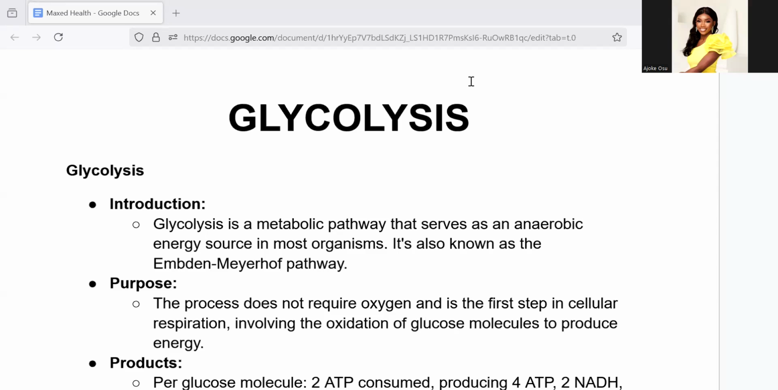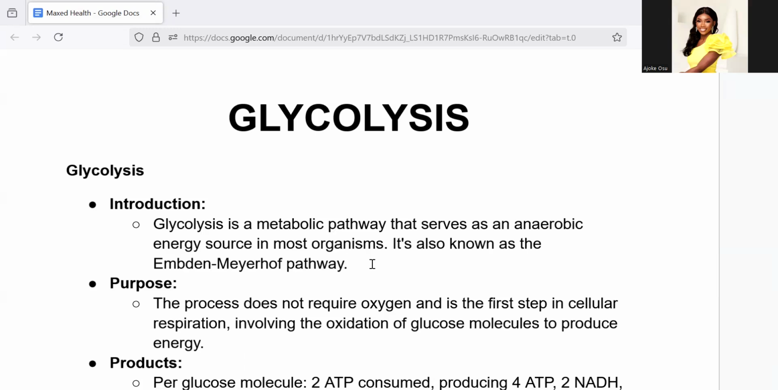So what is glycolysis? It's actually a metabolic pathway and an anaerobic energy source that has evolved in nearly all types of organisms. And we actually have another name for the process. We usually call it the Embden-Meyerhof pathway. Depends on how you pronounce it. I'm not really good with this pronunciation. And it's in honor of the major contributors towards the discovery and the understanding of glycolysis.